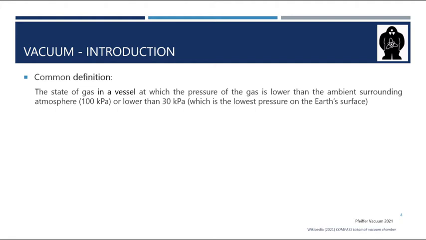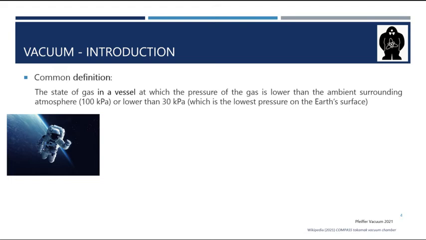There are several definitions of vacuum. Most commonly, vacuum refers to a state of gas at which the pressure of the gas is lower than the ambient surrounding atmosphere, that is, 100 kilopascals, or lower than 30 kilopascals. This level, 30 kilopascals, is the pressure at the top of Mount Everest, making it the lowest pressure on the surface of the Earth. And where can we encounter vacuum? Free space is a prime example, one which would come to the minds of many of you first.